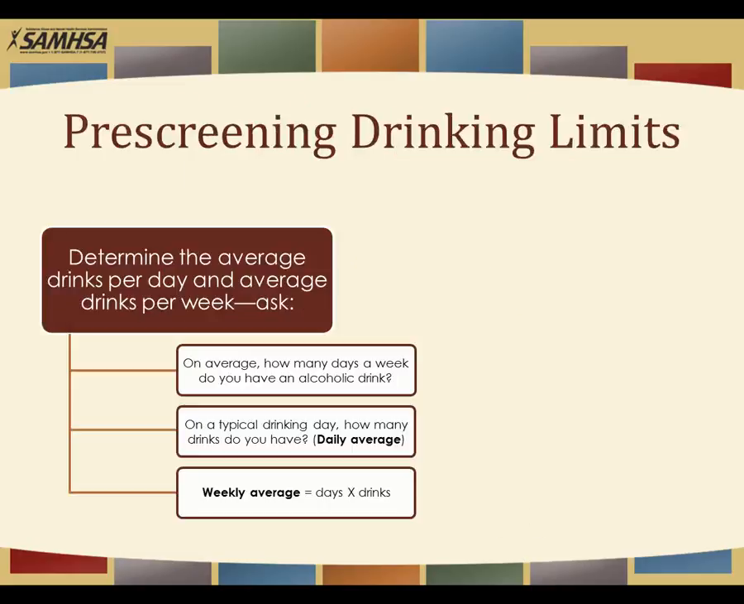The pre-screening drinking limits: what you're trying to do is determine the average drinks per day and average drinks per week that a person is consuming. So you ask different questions. On average, how many days a week do you have an alcoholic drink? On a typical drinking day, how many drinks do you have? So that's your daily average. And the weekly average equals the days times the drinks.